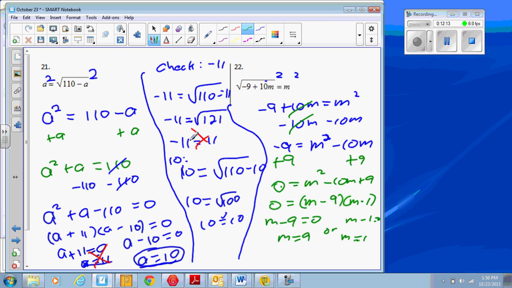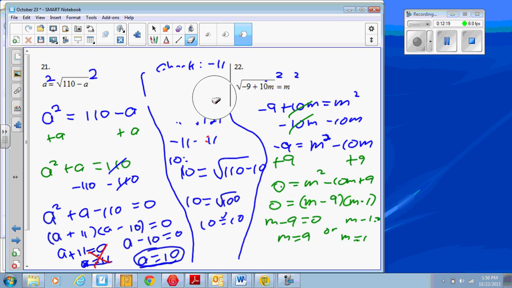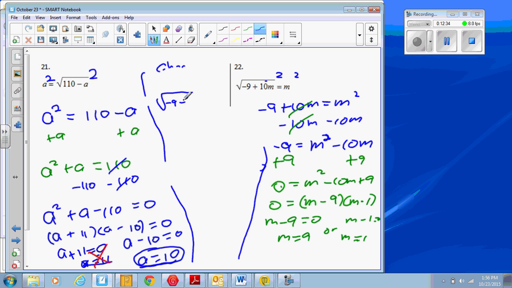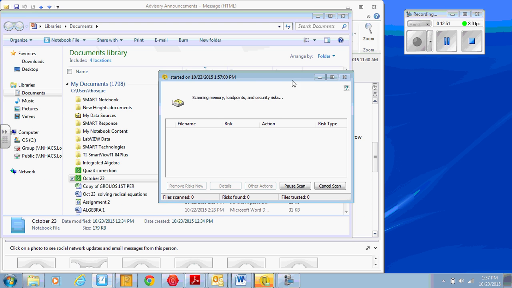I'm going to erase this one here because we've already used that area. Let's get a bigger one. So we'll do the check now, we'll do the check for 9. So I'm going to say the square root of negative 9 plus 10 times 9.